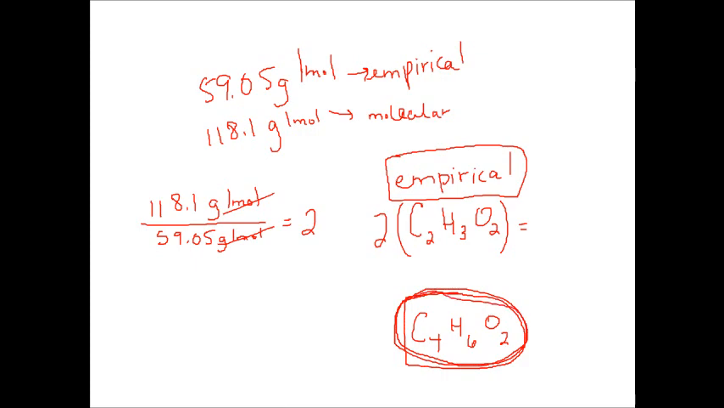Okay, so you find the molar mass of your empirical formula, which we found to be 59.05 grams per mole. We divided that into the molar mass they gave us, which was 118.1 grams per mole, and we found a whole number ratio, which was 2. We then take that and multiply it by the empirical formula, and that gives us our molecular formula. So again, our value is C4H6O2.